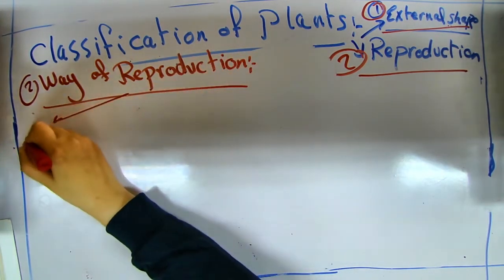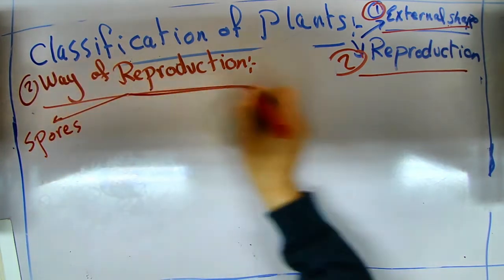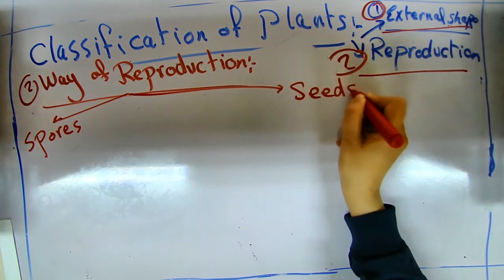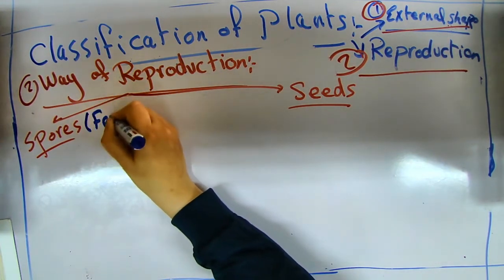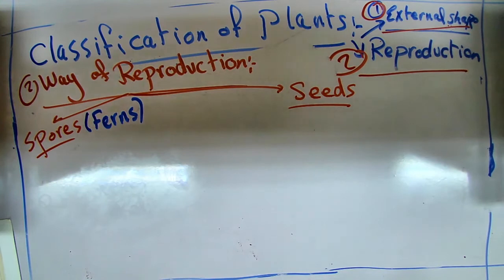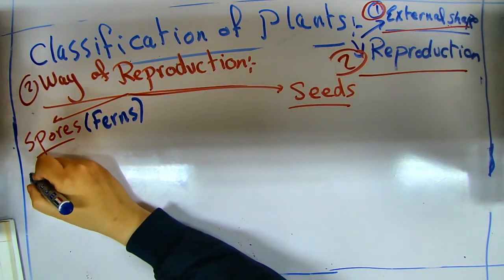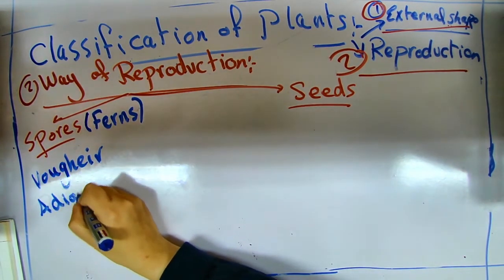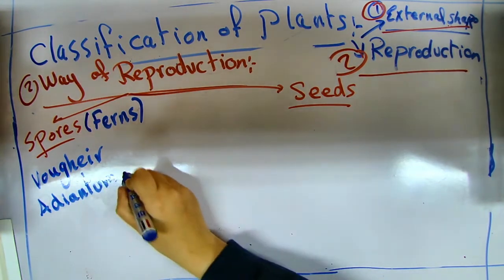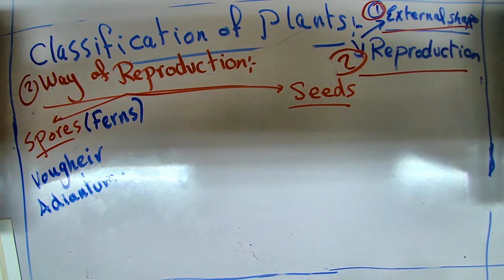Plants can reproduce by formation of spores or by formation of seeds. The plants which can reproduce by spores are called ferns. Ferns are small terrestrial plants which can reproduce by spores. For example, Voguer and Adiantum.